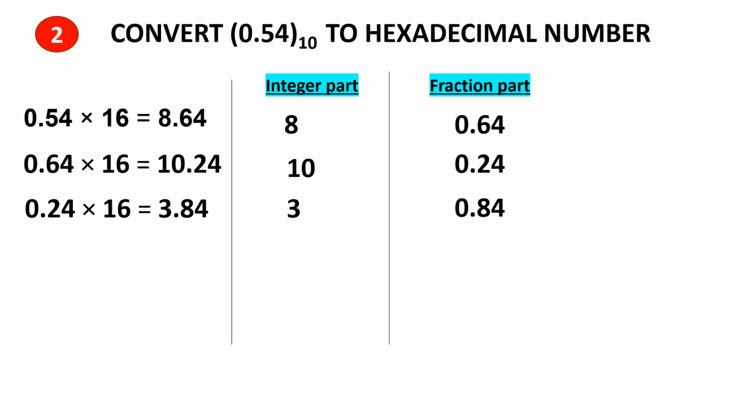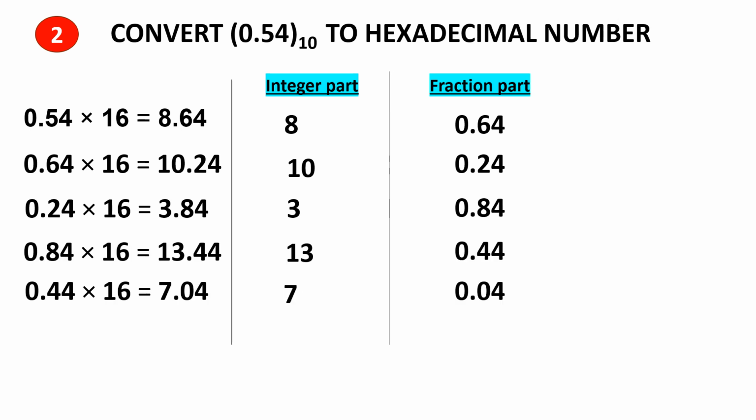Repeat this process until the fraction part becomes 0. But in this case the fraction part does not become 0, it keeps on going without an end. So at one point we will stop. Now we can find the answer, the hexadecimal number, from the integer part.